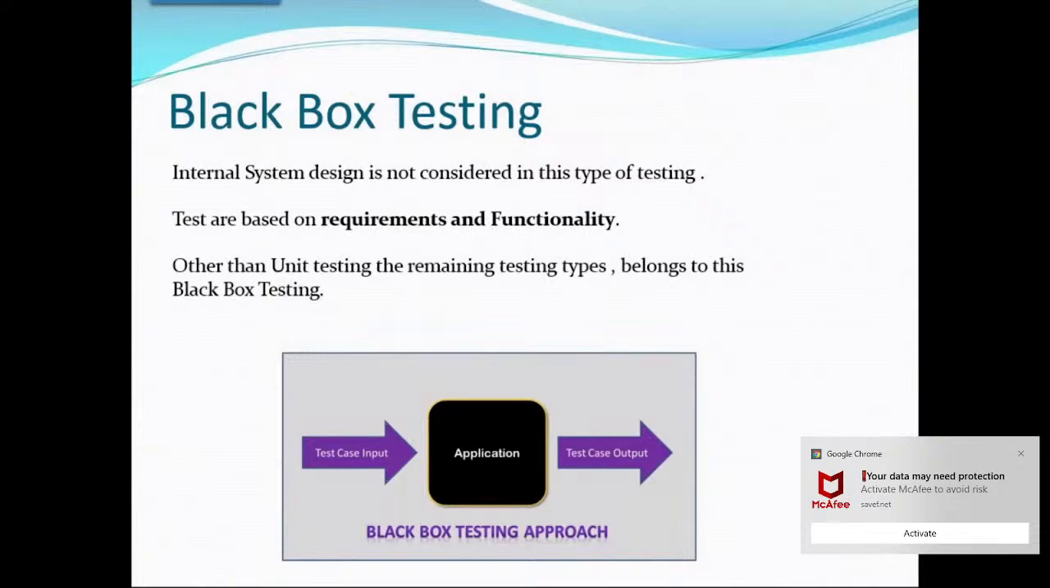See, internal system design is not considered in this type of testing. You don't know what code is written. In a Python application I'm ready to test, in a Java application I'm ready to test, because we never see the code. The testing team never sees the code, because what they have written we don't need. Then how will you test the application?